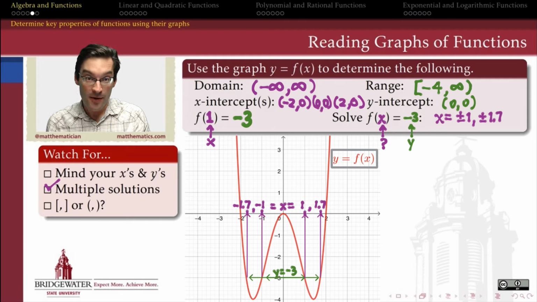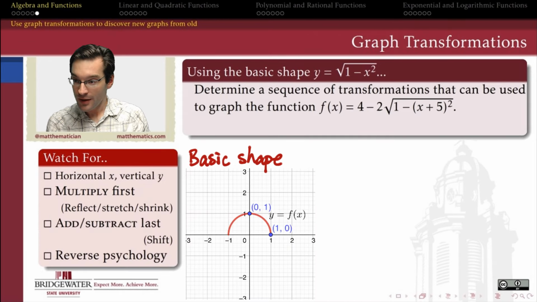I can find them by the places where the horizontal line y equals -3 intersects my graph. Finally, graph transformations. How do I graph a complex function starting from a basic shape and applying a set of transformations? Here I'm starting with this basic shape that has this equation, and I want to know how to graph this function. So I'm going to apply transformations in sequence.